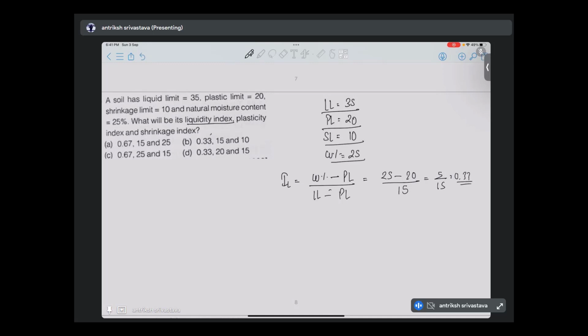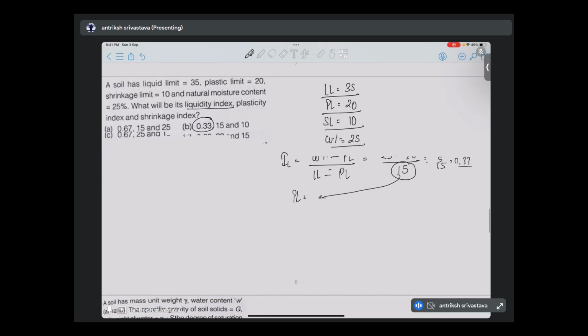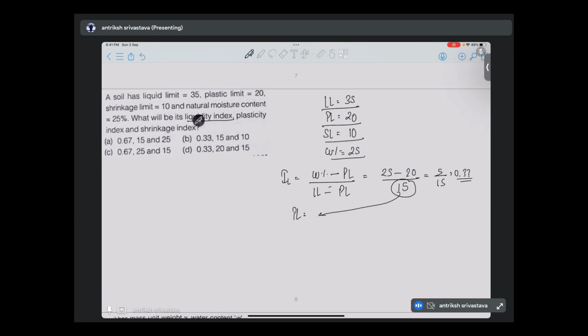Everyone else also has answered, but still let's calculate. Plasticity index from here we get 15, and then our shrinkage index. Do you remember the shrinkage index formula, or did you say B because only these two are coming in this option? I have told this before, I'll just repeat it. Shrinkage index is nothing but plastic limit minus shrinkage limit, that is 10. So the answer B is correct. Good.